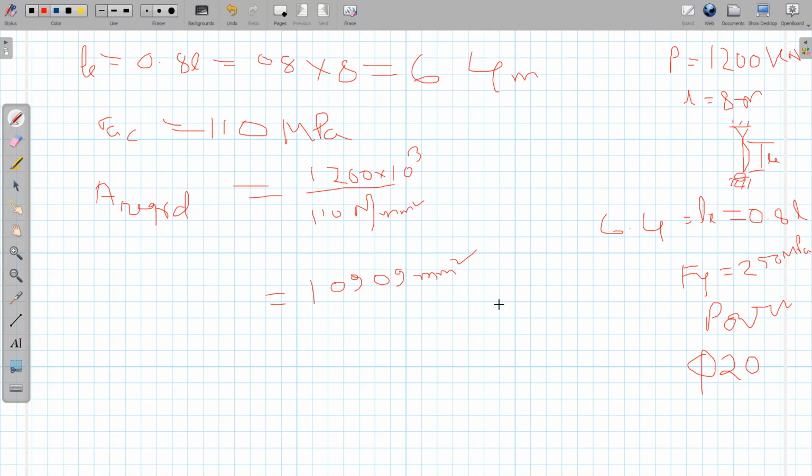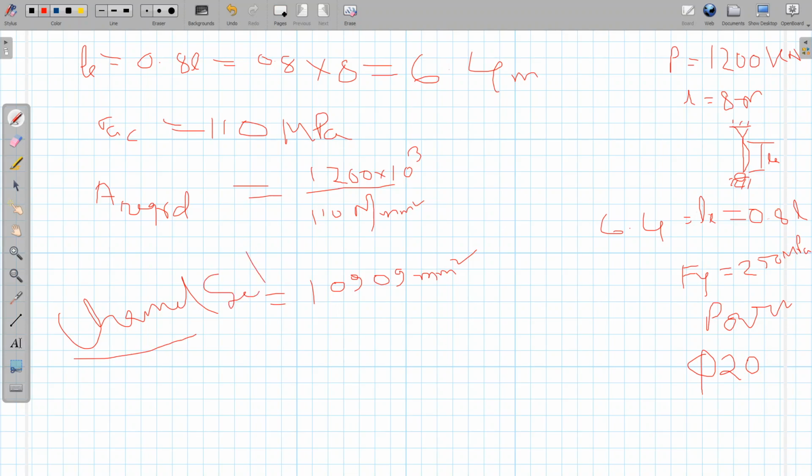If you are choosing a channel section, then both sections will be channel sections. At least an I section or channel section will be used for a column. So the area required for one section will be half of this. At least these are very close to this value. Let us try with a channel section. In this problem we will be trying with a channel section.